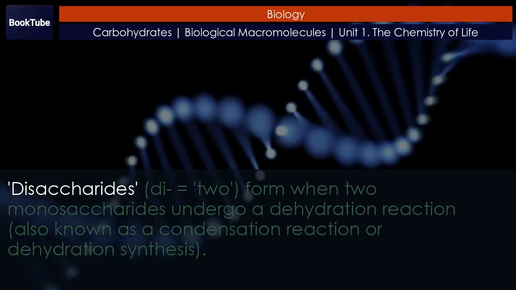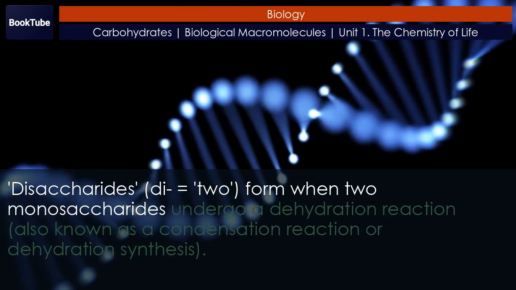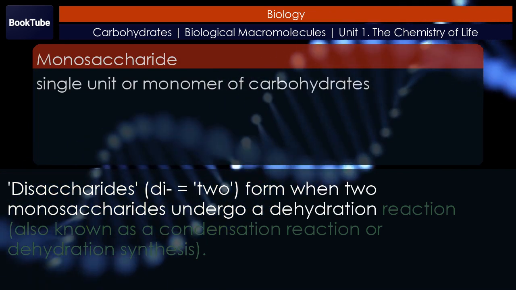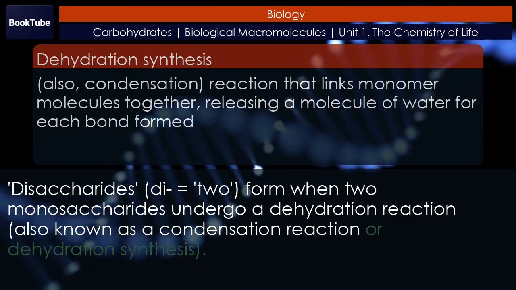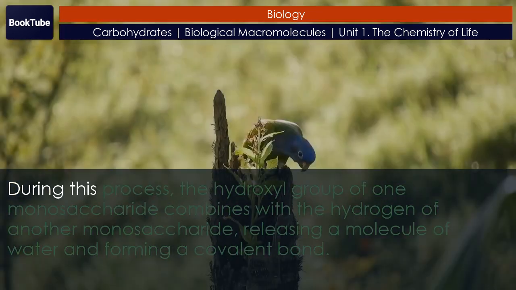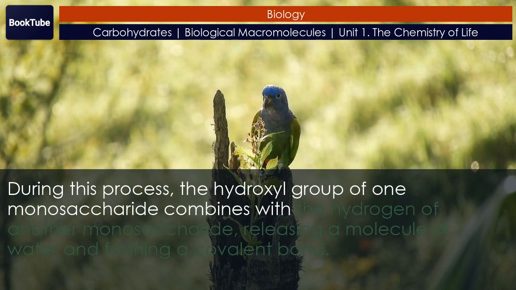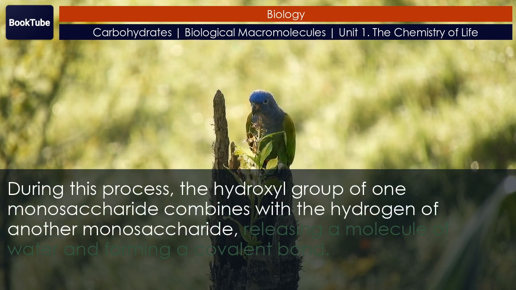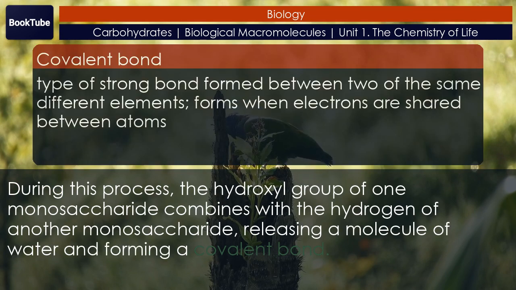Disaccharides. Di equals 2. Disaccharides form when two monosaccharides undergo a dehydration reaction, also known as a condensation reaction or dehydration synthesis. During this process, the hydroxyl group of one monosaccharide combines with the hydrogen of another monosaccharide, releasing a molecule of water and forming a covalent bond.